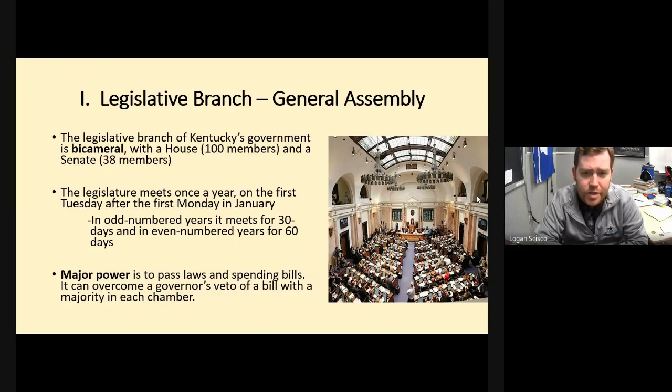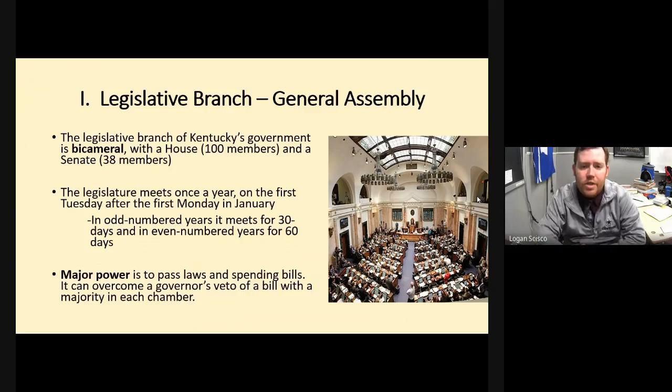The major power that the legislative branch enjoys is the power to pass laws and spending bills. So the big powers that the legislature enjoys is that they have to pass laws that go onto the books. The governor does not have the ability to pass a law. And when it comes to the spending of state money, the legislative branch has to allocate that for various programs. In fact, the biggest responsibility of the legislature is to spend the taxpayers' dollars in Kentucky, but they have to have a balanced budget. You know, in Kentucky, we do not have the ability to spend money we do not have. Okay, so the legislature is in charge of that.